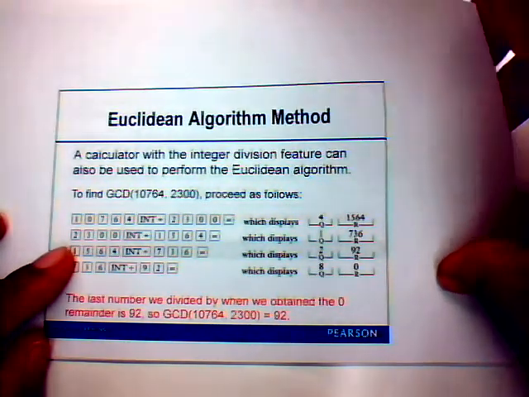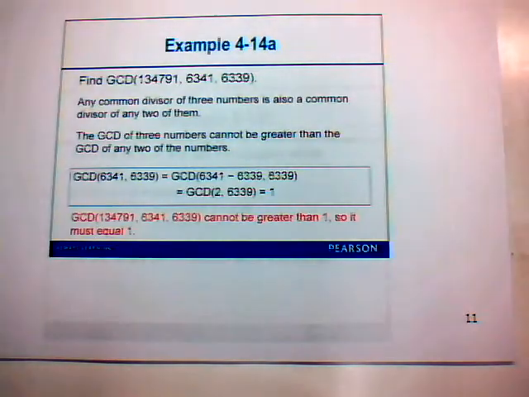And there are a few calculators that have that integer division key. Now let's look at one with 3 numbers. Find the GCD of 134,791, 6,341, and 6,339. Any common divisor of 3 numbers is also a common divisor of any 2 terms.